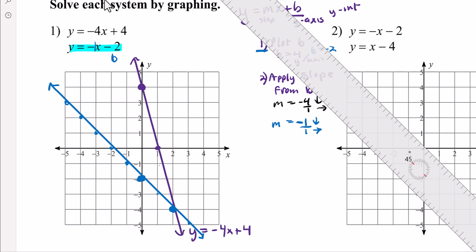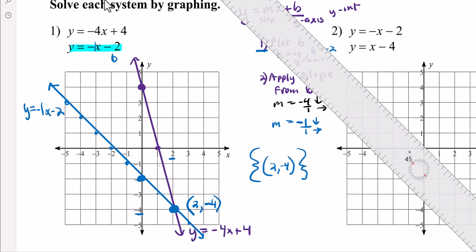Okay, we're going to go ahead and ID that one. I'm going to ID that one over here. So y is equal to negative 1x minus 2. Where they intersect, you identify the x value first, then you identify the y value next, and then you put it in the solution set notations, coordinate point, x value, y value.